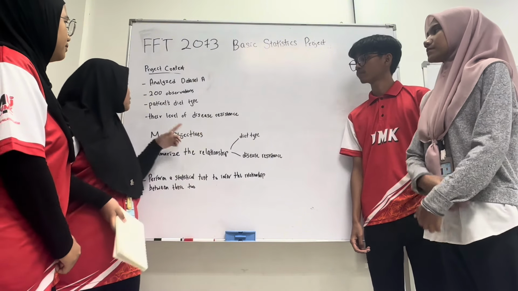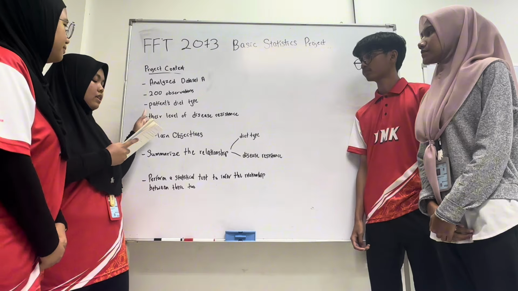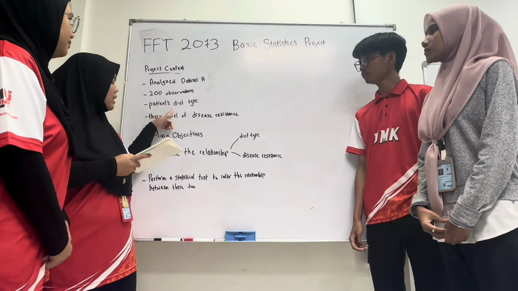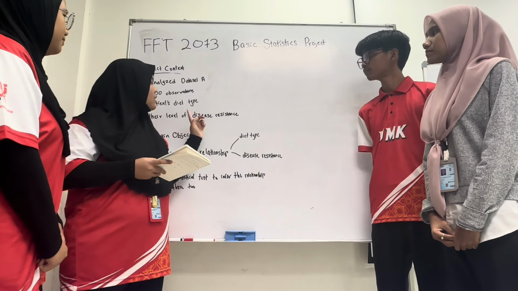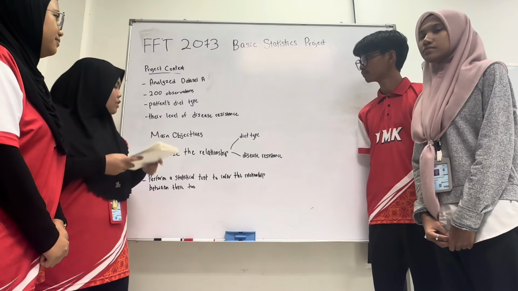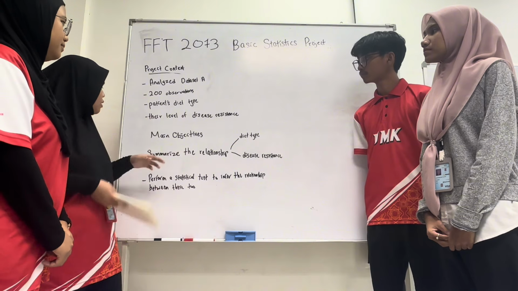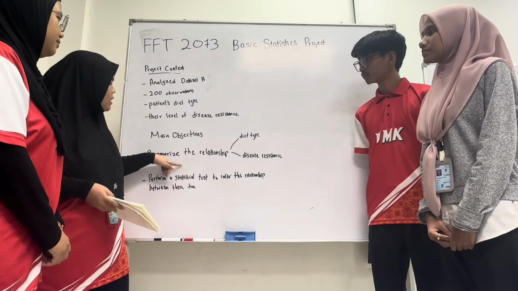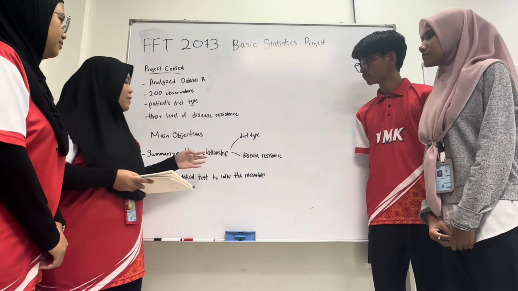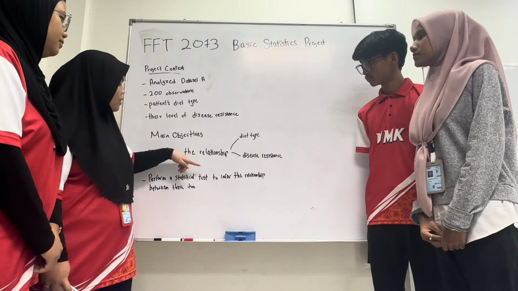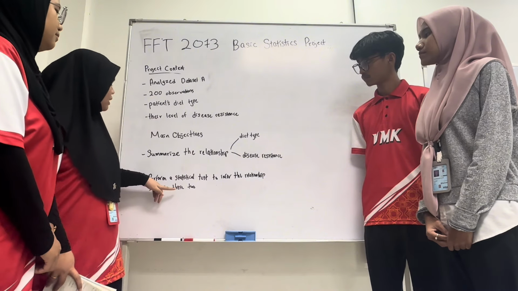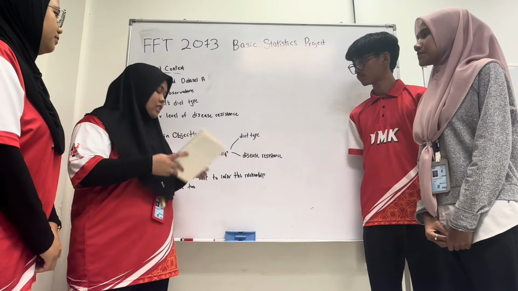Okay, so for our project context, we will analyze dataset A, which contains 200 observations about patients. Specifically, we are looking at categorical variables like the patient diet type A, B, and C, and the level of disease resistance. Our analysis has two main objectives: to summarize the relationship between diet type and disease resistance, and to perform a statistical test to infer the relationship between these two variables.